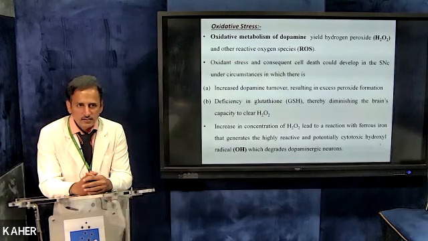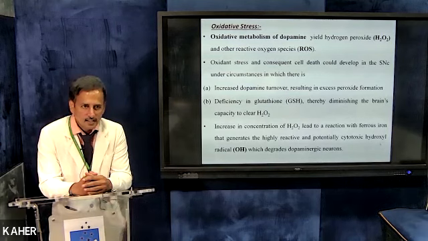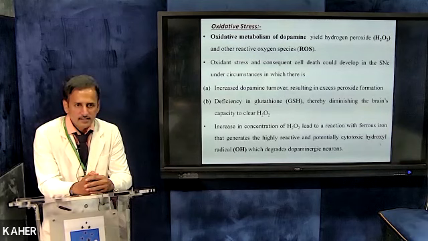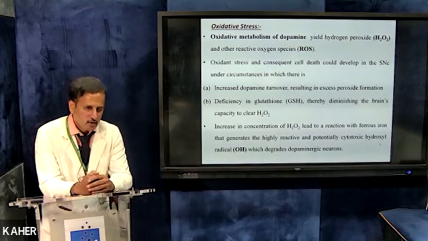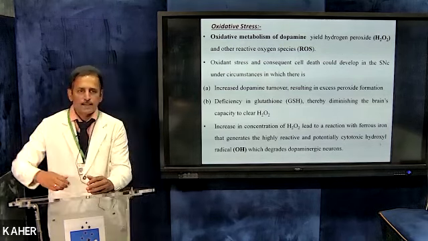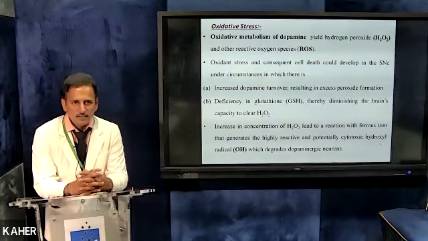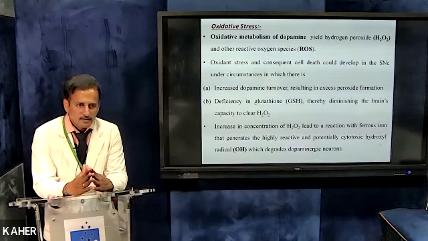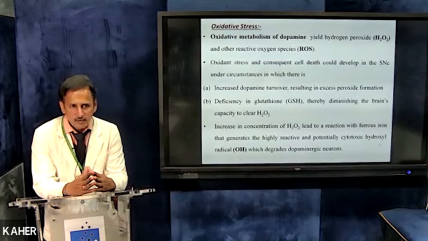Oxidative stress and consequent cell death develop in the substantia nigra under circumstances in which there is an increase in dopamine turnover. The concentration of dopamine is increased, resulting in excessive peroxide formation. Deficiency of one more important enzyme, glutathione, is also responsible for the causation of Parkinsonism, thereby diminishing the brain's capacity to clear hydrogen peroxide. This is also one of the important factors. Apart from causing Parkinsonism, it is also responsible for causing hepatotoxicity.